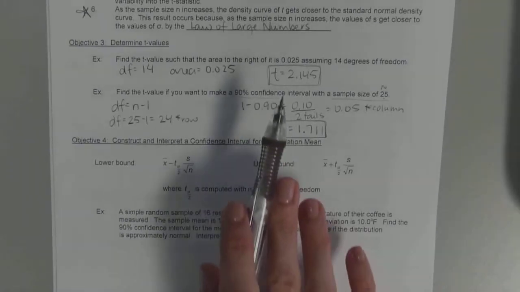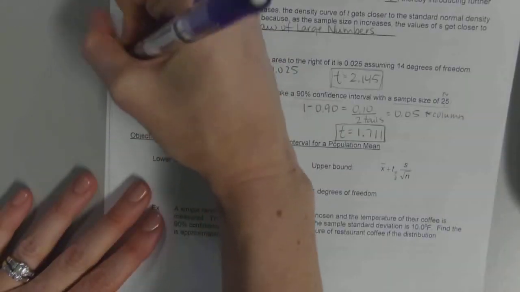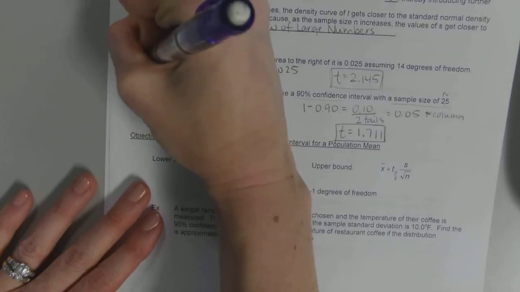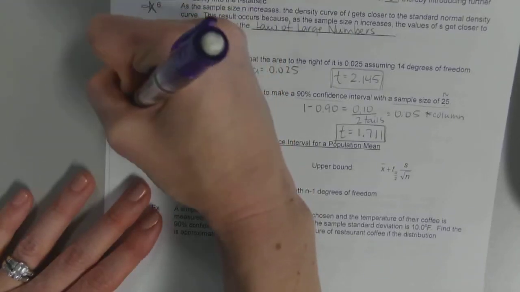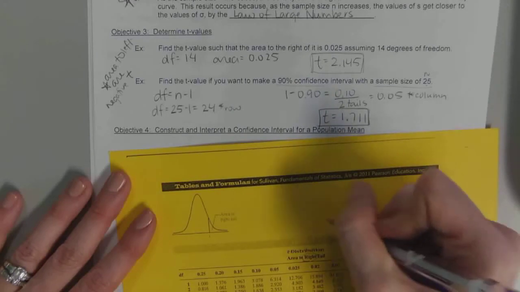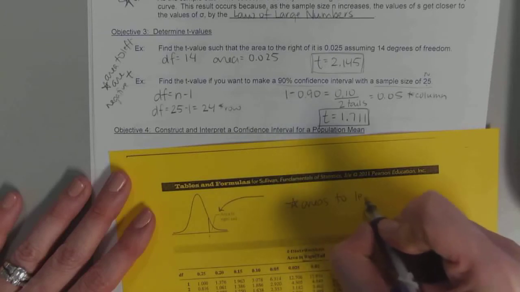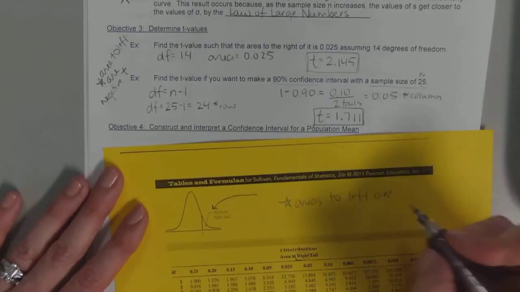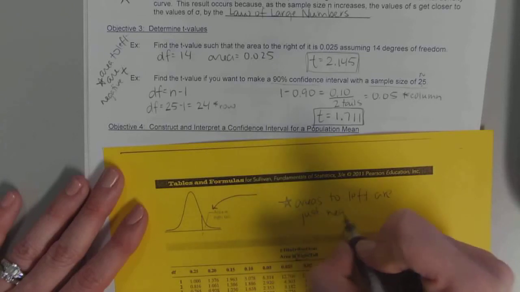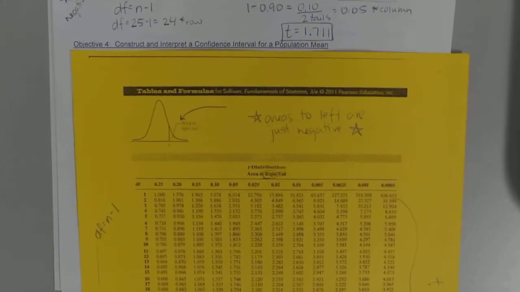Confidence intervals, you always just leave them positive. But area to the right will always be positive t-scores. Area to the left, those are on the left of the mean, so they're all negative t-scores. So kind of keep that in mind. So area to left are negative t. And we might even write it on our chart. So areas to left are just negative. So look it up like normal, find your t-score like normal, and just make it a negative answer there.